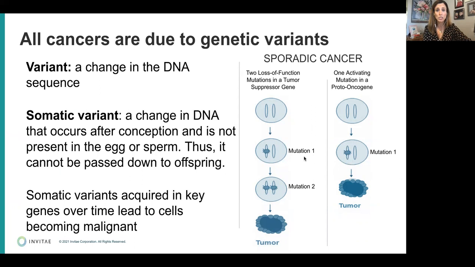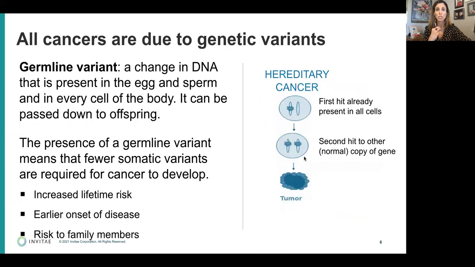When we switch then to think about genetic variants that are inherited, or germline, what that means is that the DNA variant is present in either the egg or the sperm cell that created that individual. So that variant becomes present throughout that individual's body, including his or her egg or sperm cells. And these variants can be passed down to offspring.